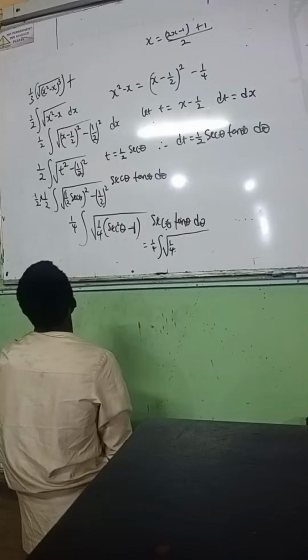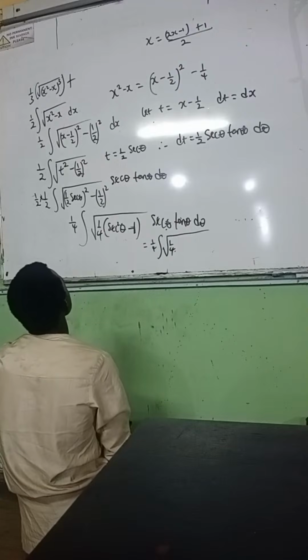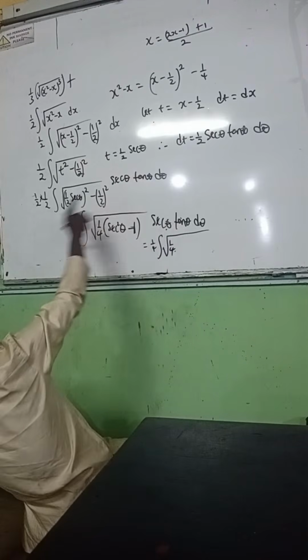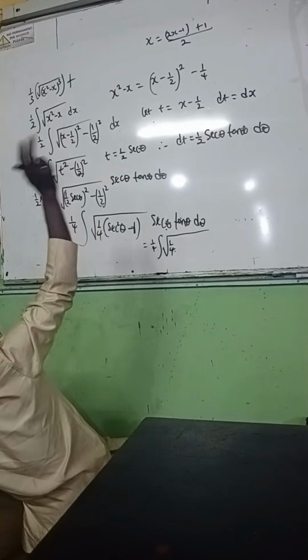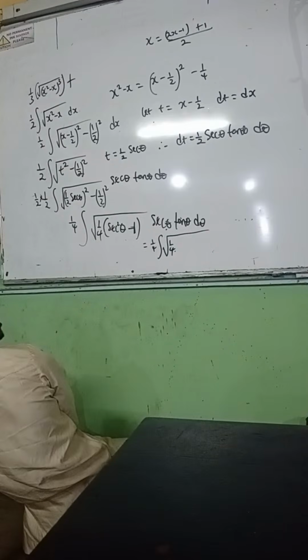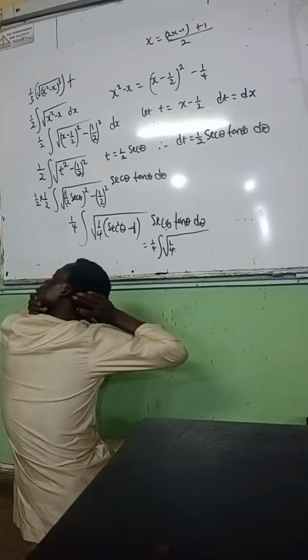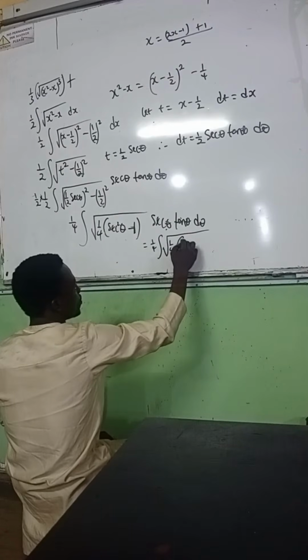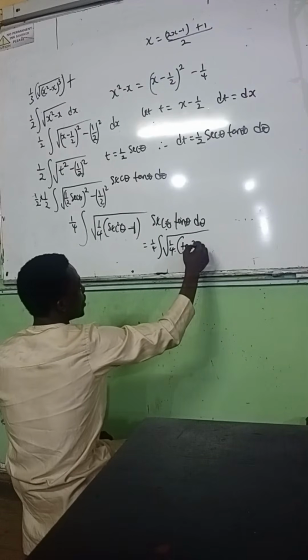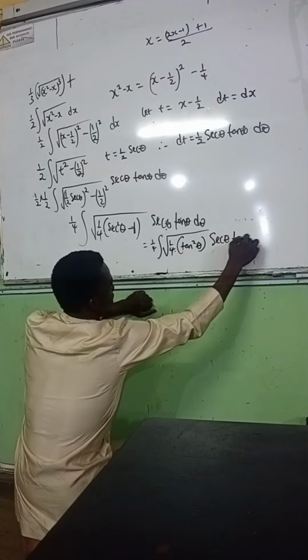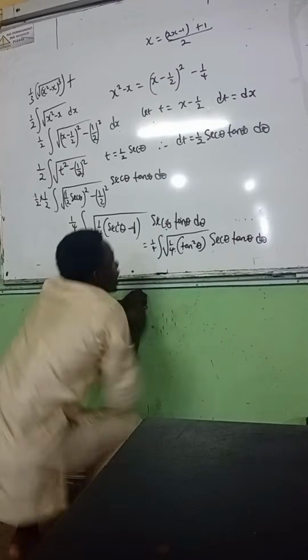So at the end of the day, where is this one coming from? That 1 over 2. There is a 1 over 8 I got. I think it should be 1 over 16. 1 over 4. Sec square theta minus 1 is what? Tan square. Okay, it's 1 over 8. Tan square theta, sec theta, tan theta, d theta.